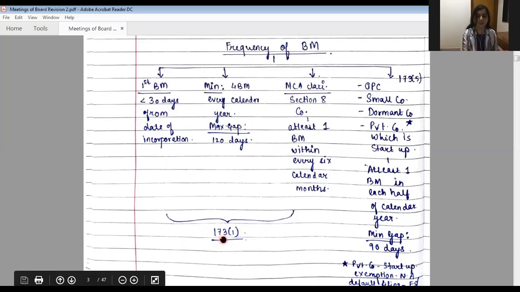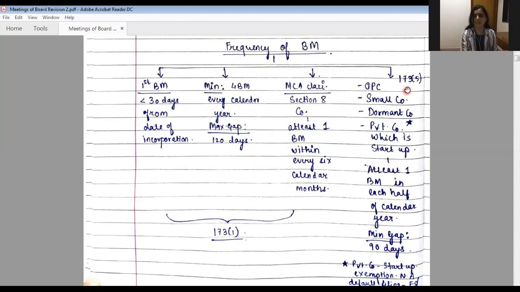First is section 173 subsection 1. It states that the first board meeting shall be conducted within 30 days from the date of incorporation. Then minimum 4 board meetings shall be held every calendar year, having a maximum gap of 120 days. Then, according to MCA clarification, a Section 8 company shall hold at least one board meeting within every 6 calendar months.